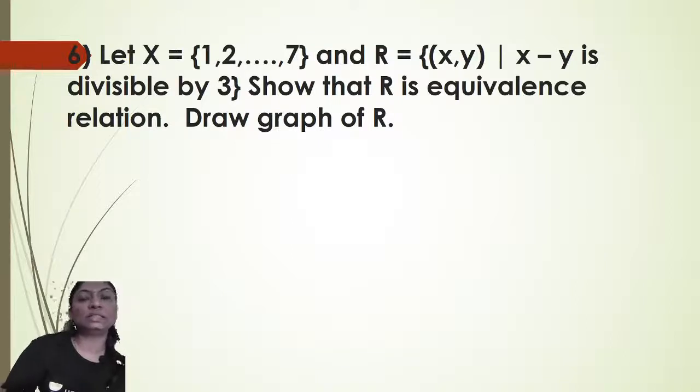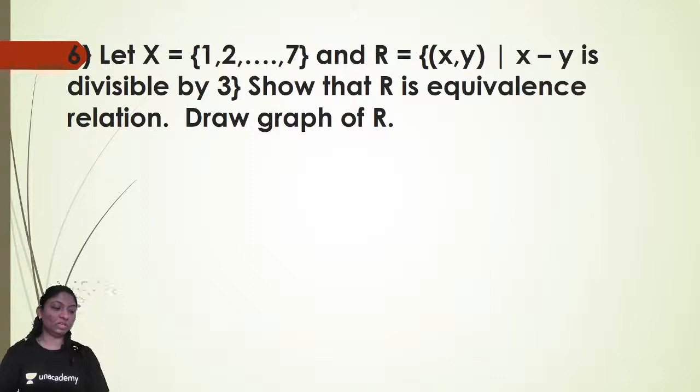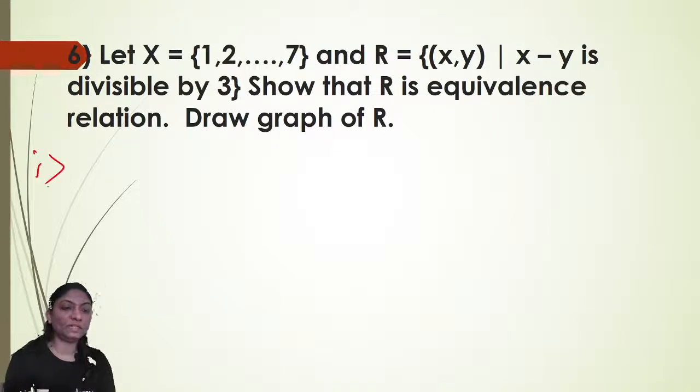Okay, so X is given, so R is equal to {(x,y)}. Then, equivalence relation. First of all, we can find out the equivalence relation: x minus y is divisible by 3. Okay, now first one, reflexivity.